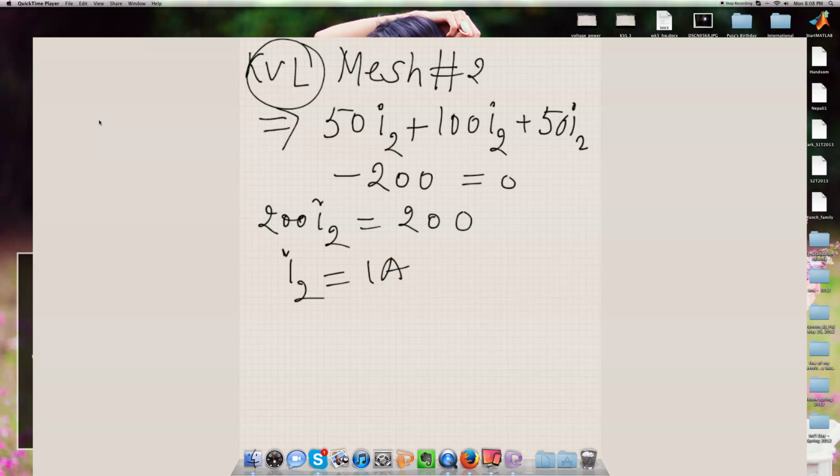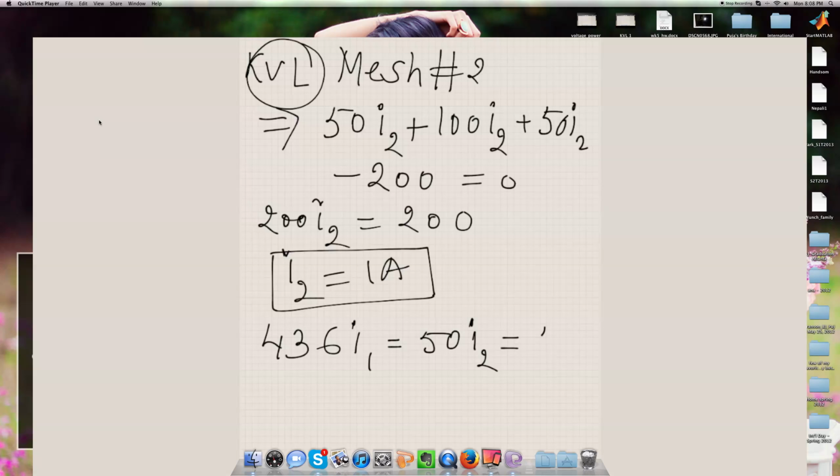Something good to notice. Now we can use this in the previous expression where we had 436 I1 minus 50 I2 equals 0. In other words, we have 436 I sub 1 is 50 I2, and I2 being 1 is equal to 50. Therefore, I sub 1 is 50 divided by 436.